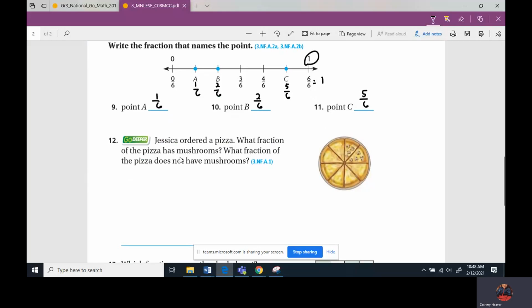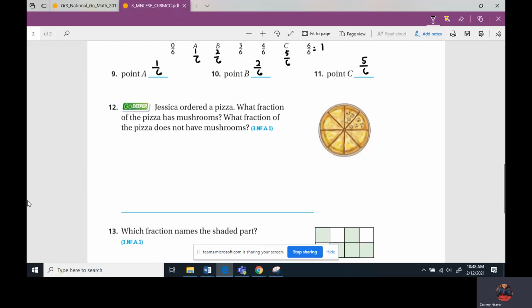Number 12, Jessica ordered a pizza. What fraction of the pizza has mushrooms? What fraction of the pizza does not have mushrooms? So let's find the total first. The total is going to be the same for both. So 1, 2, 3, 4, 5, 6, 7, 8. 8 pieces total, and 2 out of 8 have mushrooms. And then 1, 2, 3, 4, 5, 6 out of 8 has no mushrooms. So 2 out of 8 has mushrooms, and 6 out of 8 has no mushrooms.